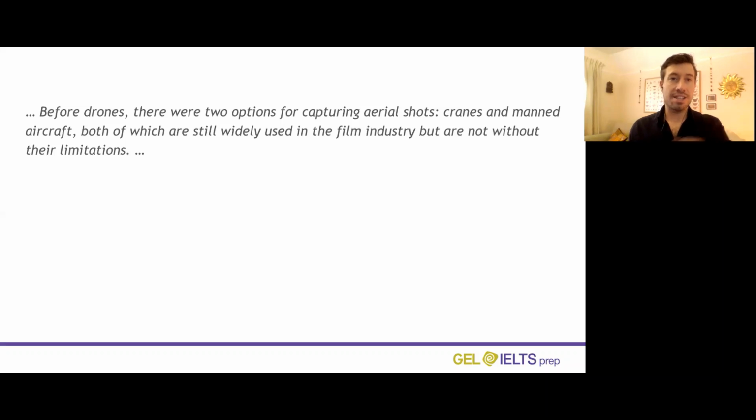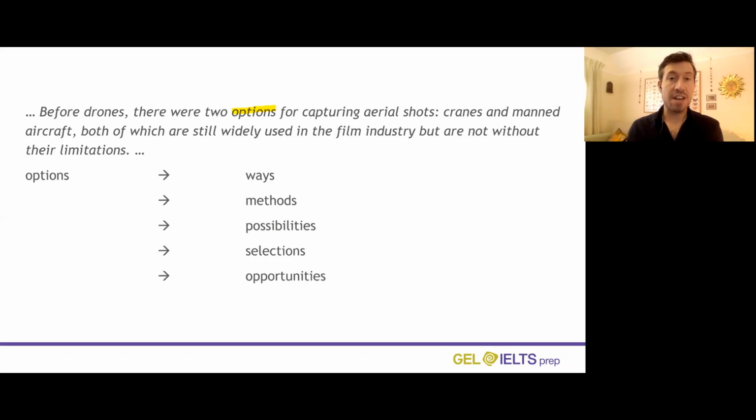So here is that sentence again. We're going to just focus on one word here, just to start with as an example. We're going to focus on the word "options", and look at some synonyms for options. But we're going to see how context is very important for knowing which words are synonyms. So, often you can say "ways" for options. You could also say methods, possibilities, selections, and opportunities.